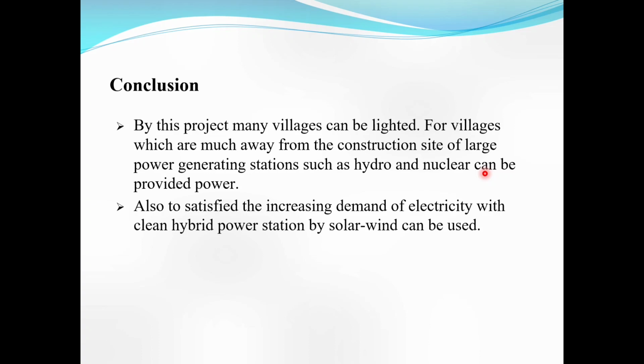In this project, we have learned that by this project many villages can be enlightened. Villages which are away from the construction sites of large power generating stations such as hydro and nuclear can be provided power. Also, to satisfy the increasing demand for electricity, clean hybrid power stations using solar and wind can be used. For example, remote areas like Konkan and Dehradun can be enlightened with this project, and we also need to use it where we have both resources available, such as PV radiation and wind sources.